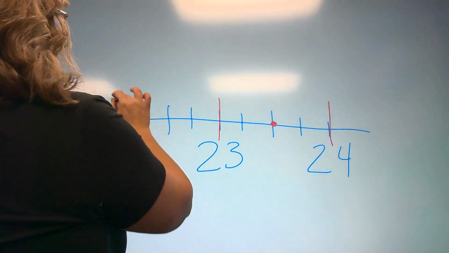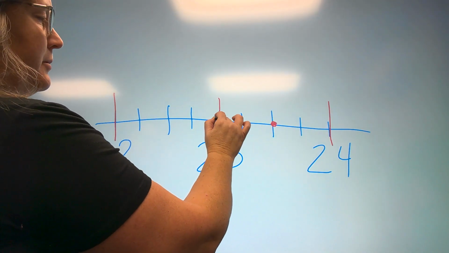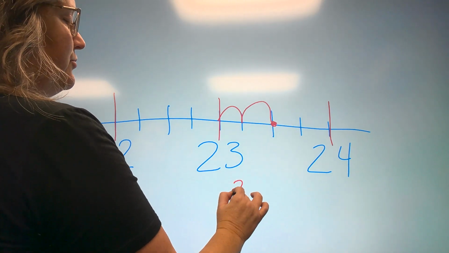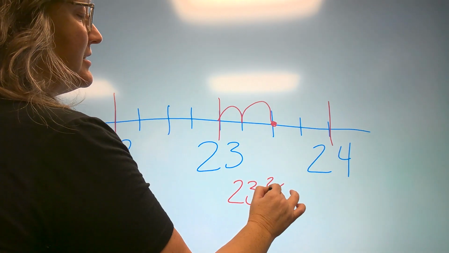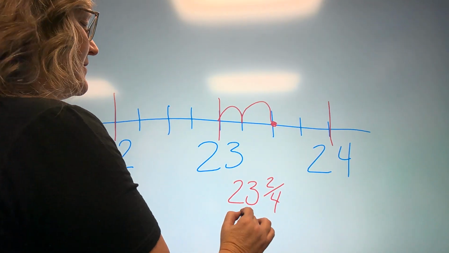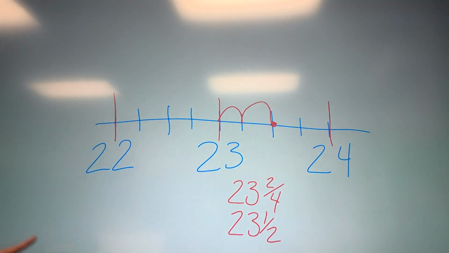Because they're split into fourths, this one would be 23 and 1/4, 23 and 2/4, which is the same as 1/2. Yep, 2/4 is the same as 1/2. Good.